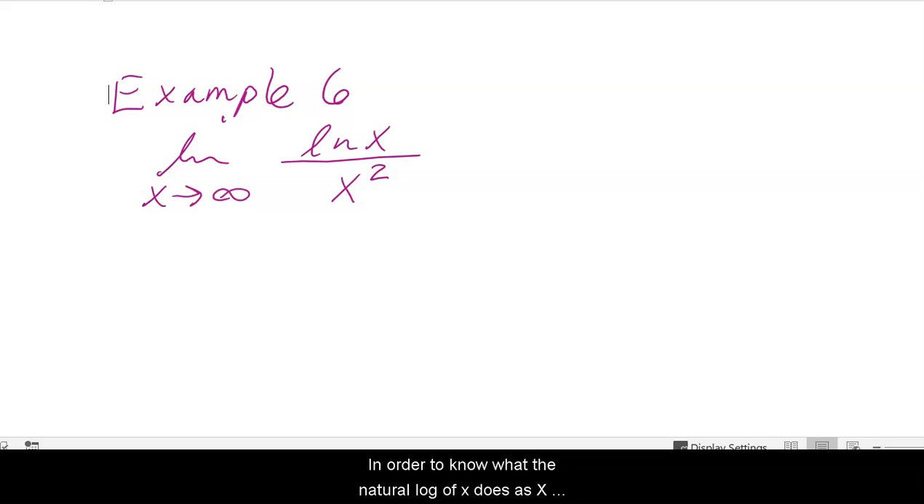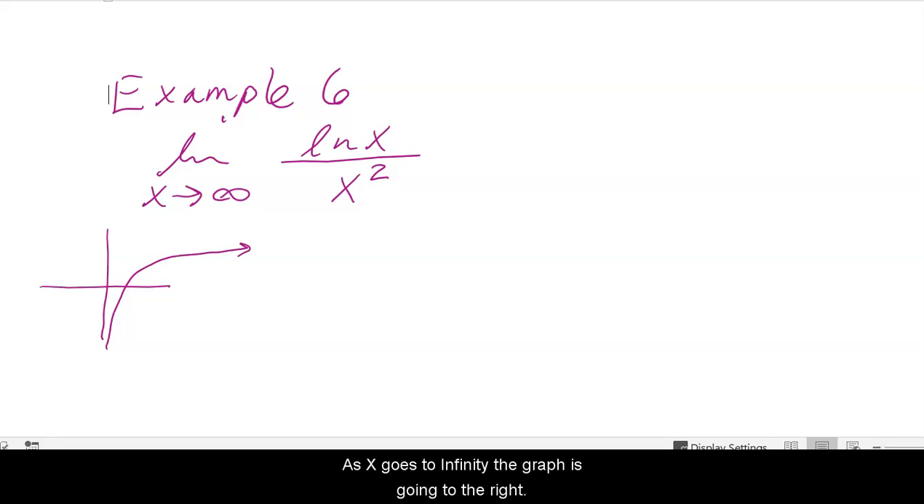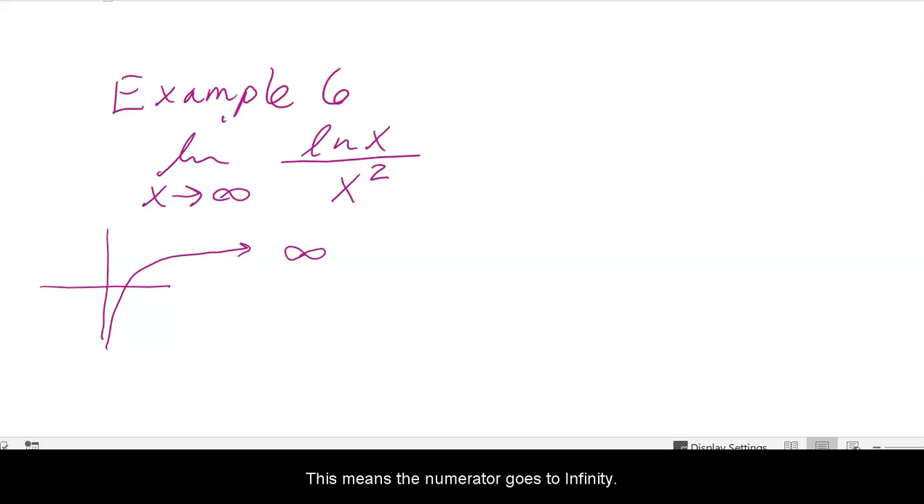In order to know what the natural log of x does as x goes to infinity, I need to visualize what the natural log function looks like. It looks like this. As x goes to infinity, the graph is going to the right. Natural log of x is the y value, and it does very, very slowly go to infinity. This means the numerator goes to infinity.